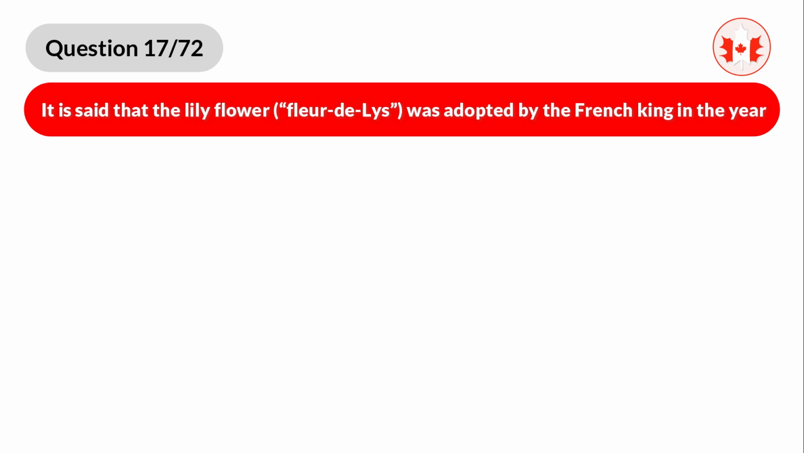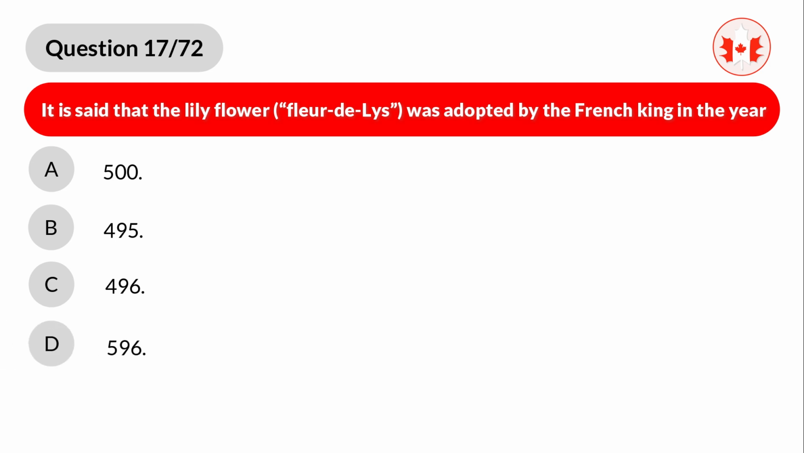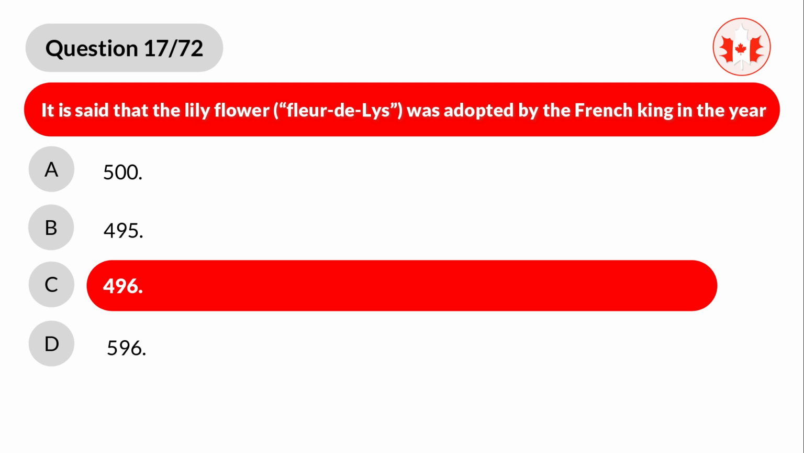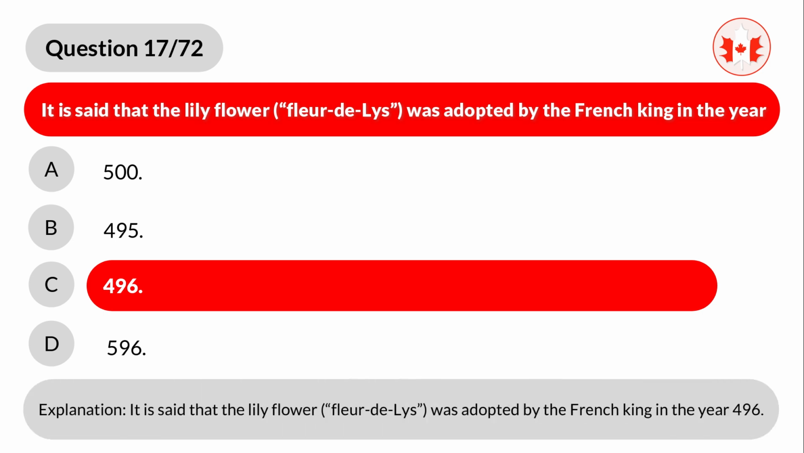Question 17. It is said that the lily flower, fleur-de-lis, was adopted by the French king in the year A. 500. B. 495. C. 496. D. 596. The correct answer is C. 496. Explanation. It is said that the lily flower, fleur-de-lis, was adopted by the French king in the year 496.